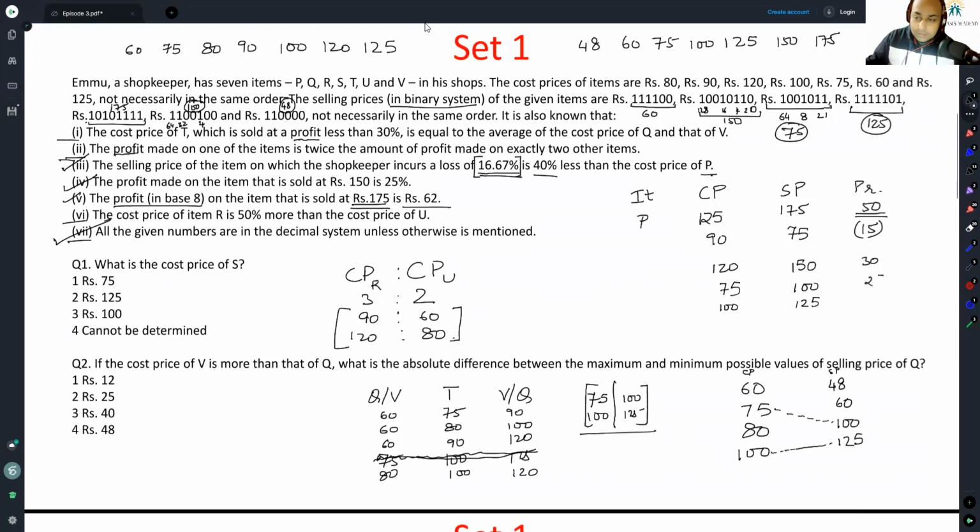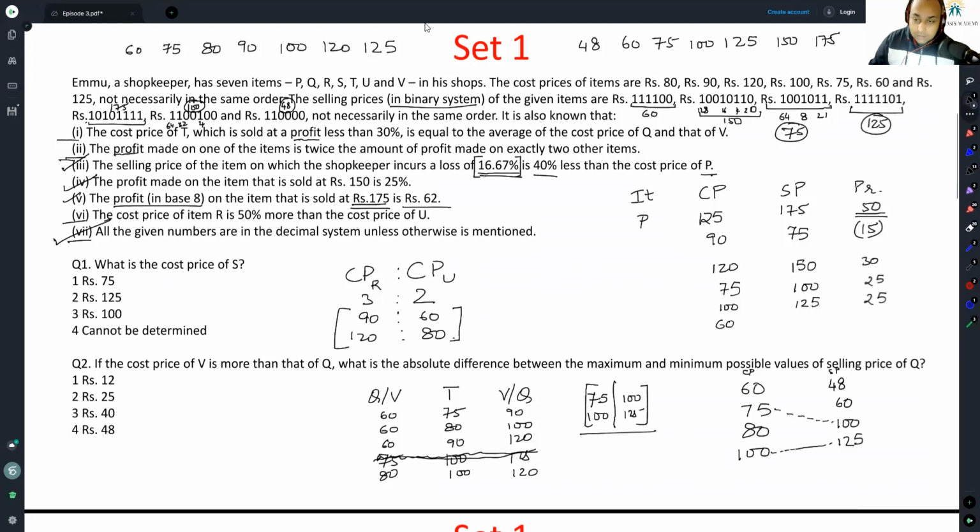In this case, I get a profit of 25. Okay. Now, although 75, 100, and 125 have been appropriately identified, let us go ahead and write down all other possible combinations.